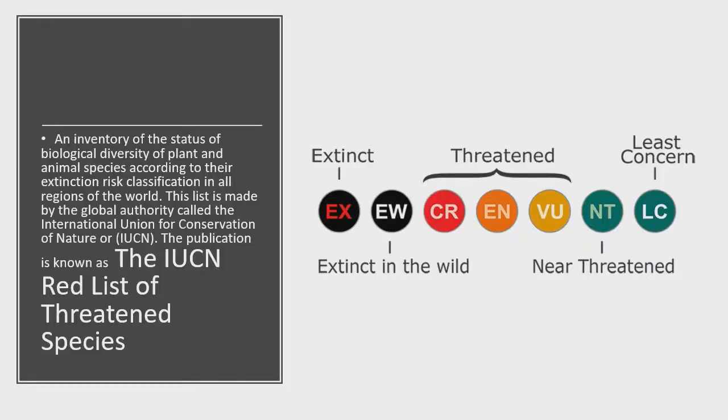An inventory of the status of biological diversity of plant and animal species according to their extinction risk classification in all regions of the world. This list is made by the global authority called the International Union for Conservation of Nature, or IUCN. The publication is known as the IUCN Red List of Threatened Species.